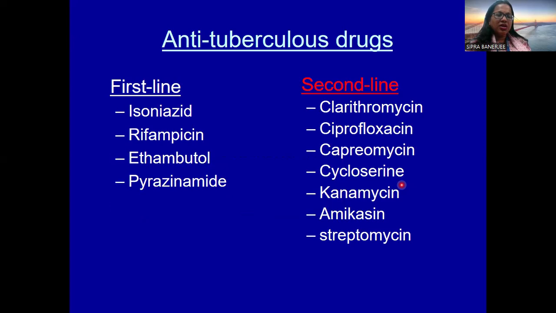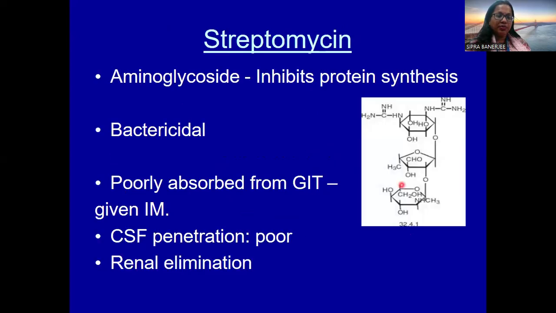These are the second line drugs like erythromycin, ciprofloxacin, capreomycin, cycloserine, kanamycin, amikacin, streptomycin. You can see the structure. Streptomycin, which is already covered, contains 3 sugar units along with some amino moiety. They are bactericidal in nature. They are poorly absorbed from the GIT, given IM, and their CSF penetration is poor. They are eliminated through the kidney by renal excretion.